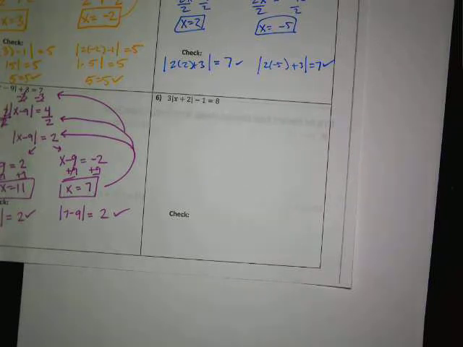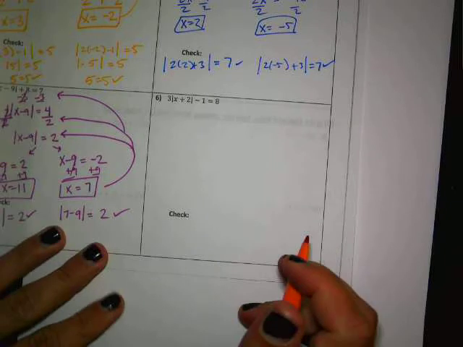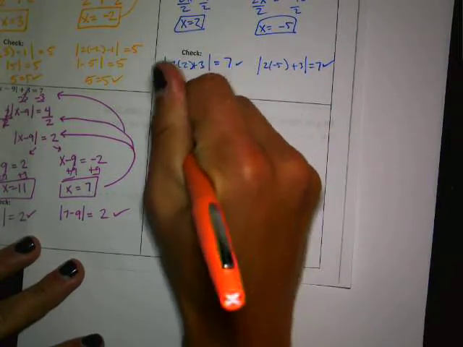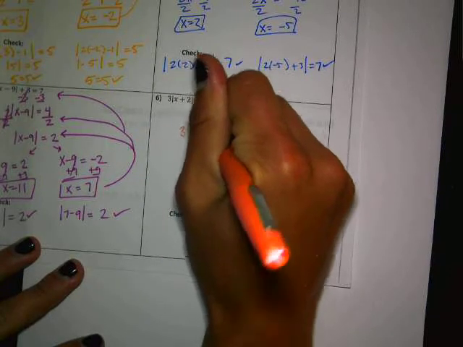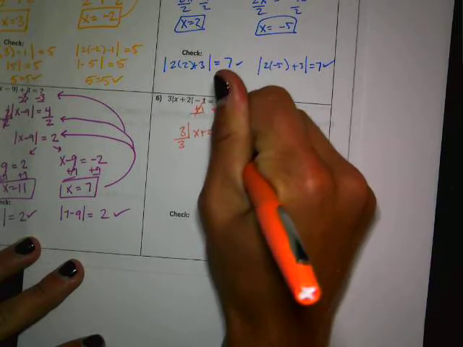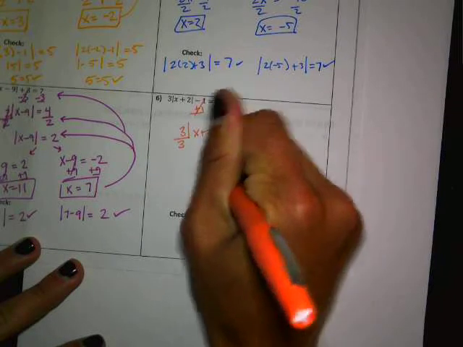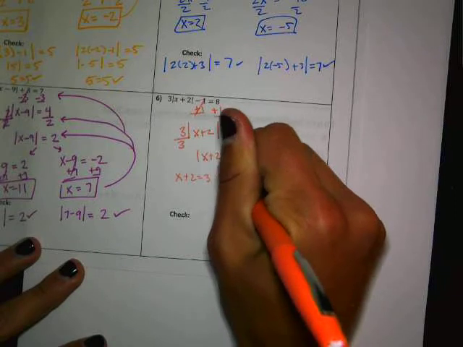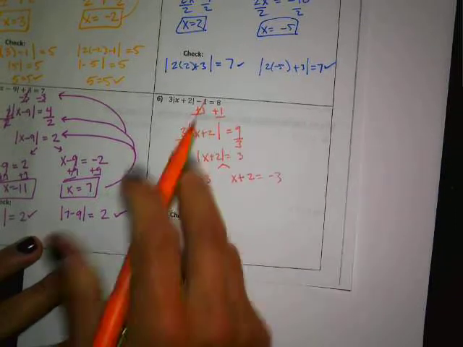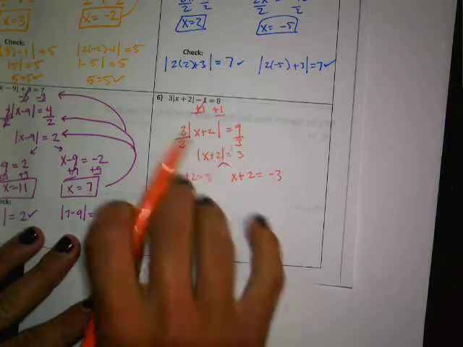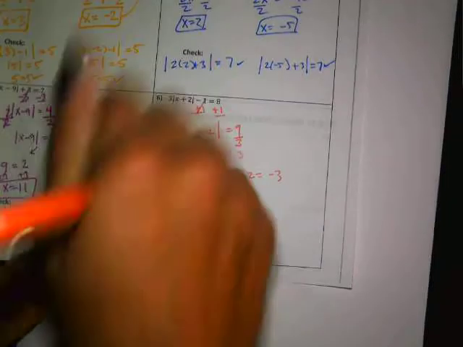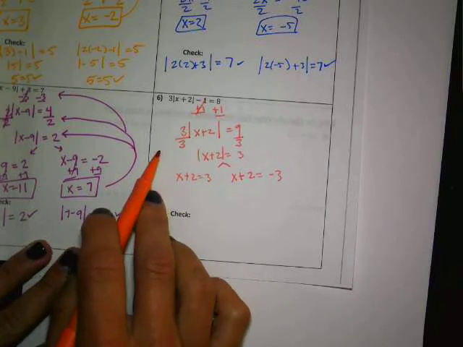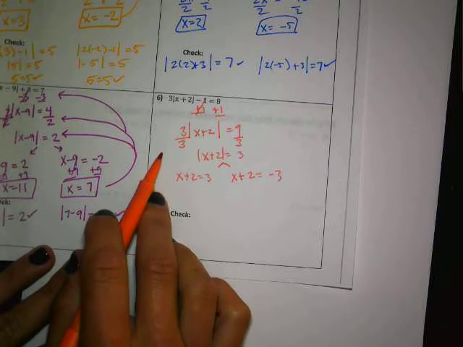All right, let me work out number 6 real quick. So first you need to add 1 to both sides. Then you divide by 3. Make sure you're dividing by 3 and not subtracting 3, okay? The 3 is in front. It is being multiplied, so to get rid of it, you divide.